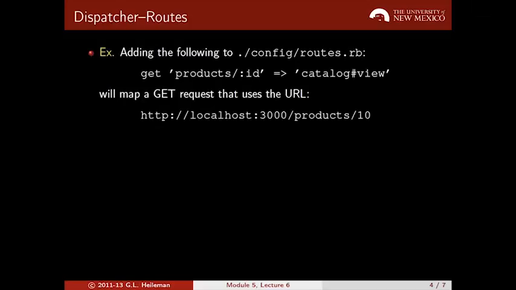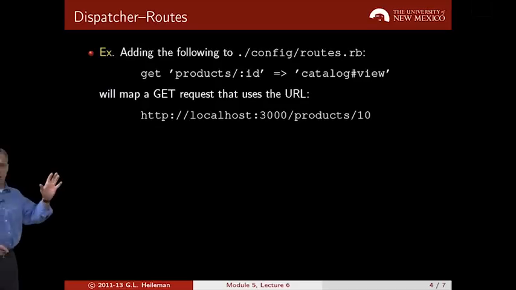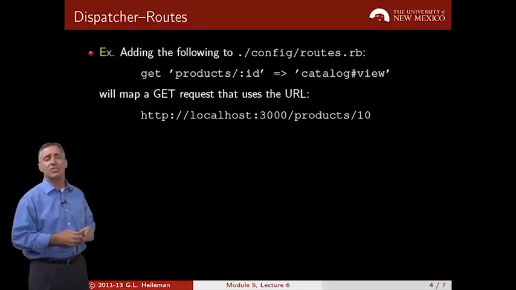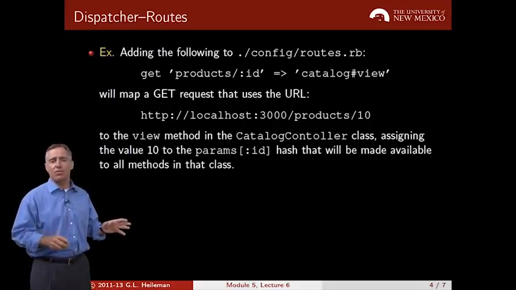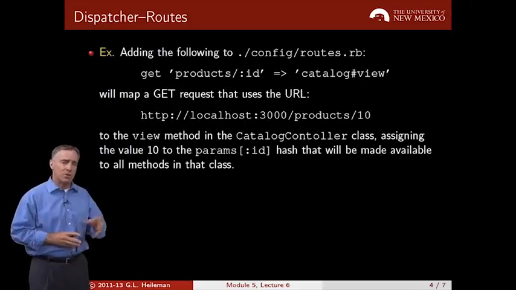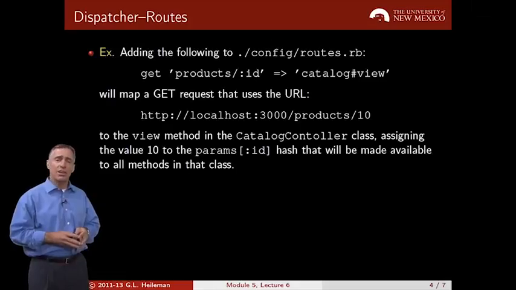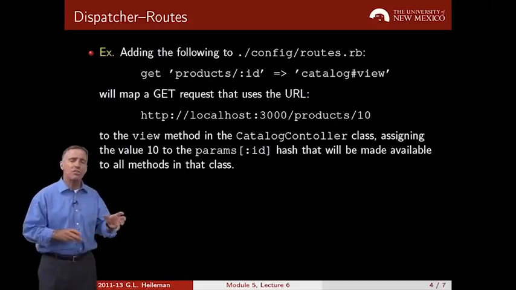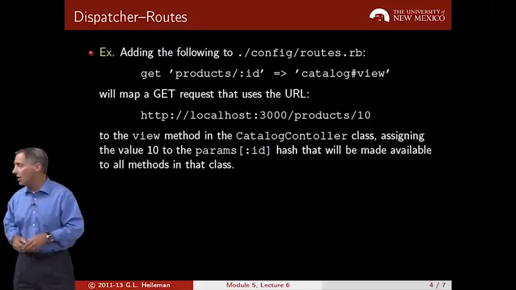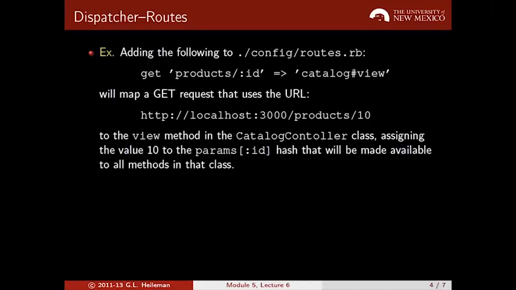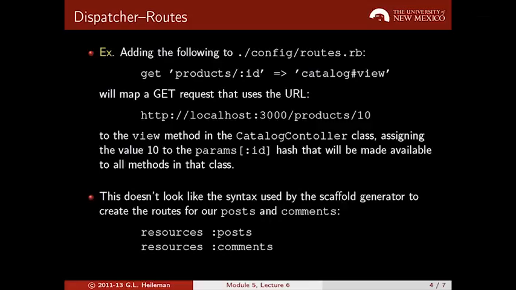Here's what would happen if you see an HTTP request from the root of an application, and then products, and then the ID, in this case 10. Here's how it would get mapped to the view method in the catalog controller class, and you see what Rails assumes here. If you use the term catalog, it looks for something called catalog controller, and then it looks for a method within that controller called view. Then it assigns the value 10 to a hash called params. So if you say params ID, it's going to return the value 10. That's used by your controller to process this request.